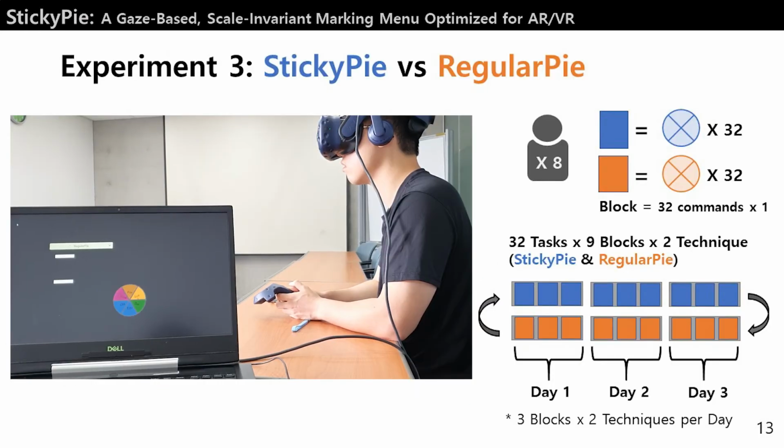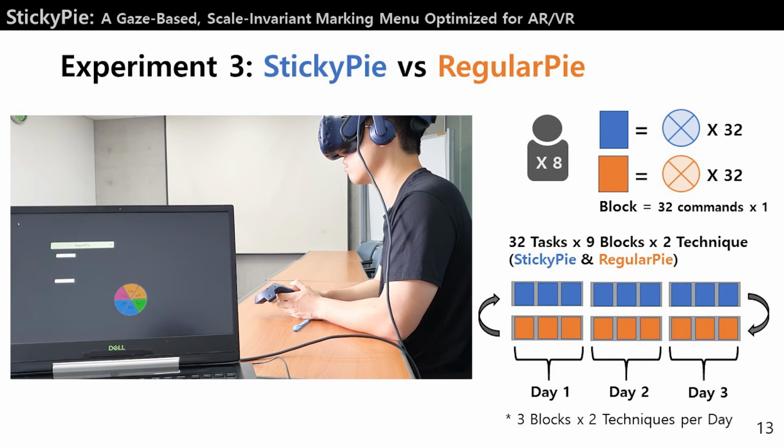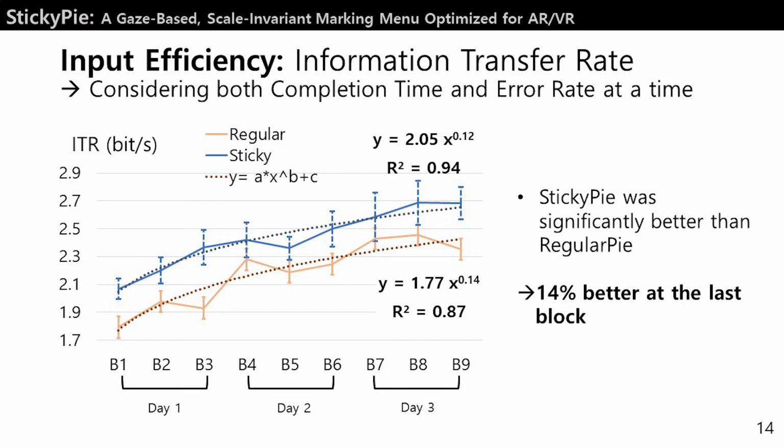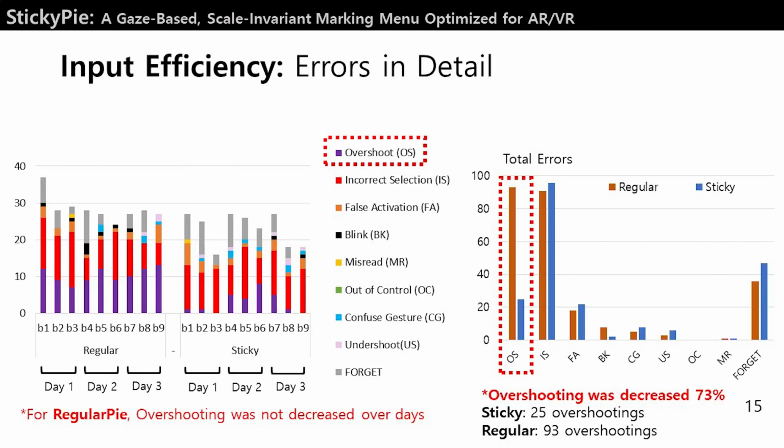This experiment was conducted with 8 participants, and each participant performed a total of 288 tasks per technique over 3 days. As a result, in terms of information transfer rate, StickyPie shows significantly better input efficiency than regular pie. In terms of the number of overshoot errors, StickyPie generated 73% fewer errors than regular pie.